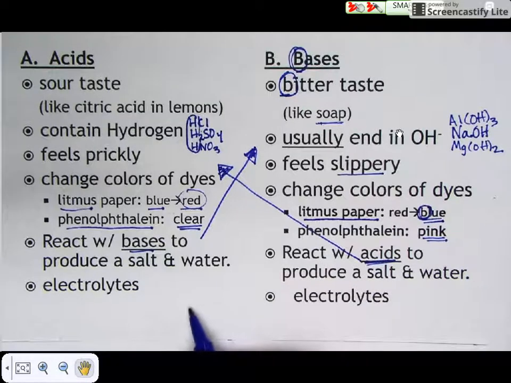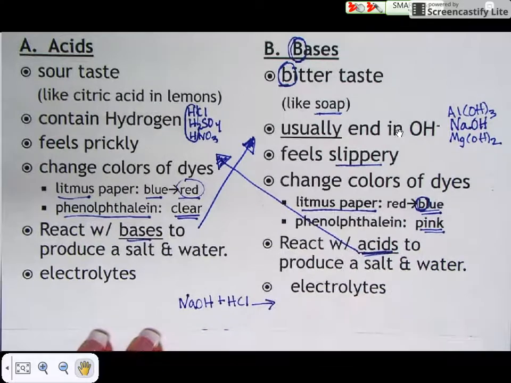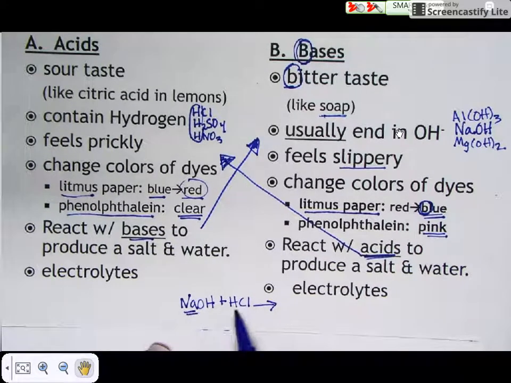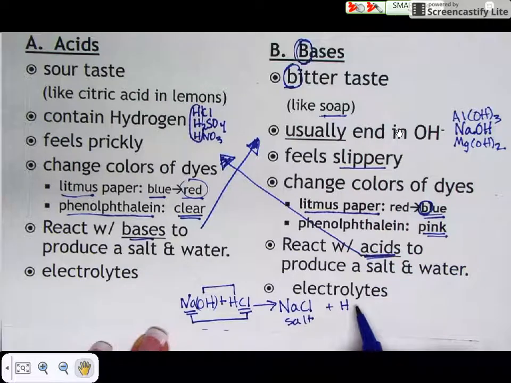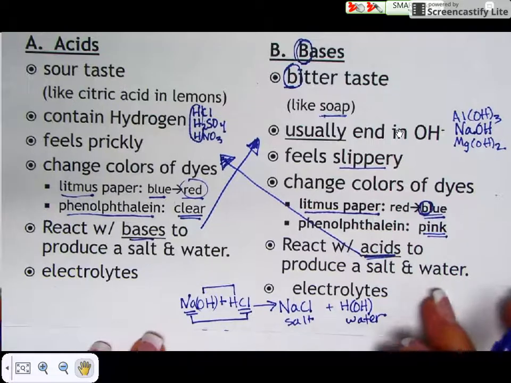For example, if I use sodium hydroxide as my base, and I react that with hydrochloric acid, let's do a double replacement reaction with this and see what forms. Remember, with double replacement reactions, the outer two ions come together, so sodium and chloride, NaCl, there's your salt, and H and OH come together. Remember, we write water in our replacement reactions as HOH so that it's easier to balance. There's your water. So acids react with bases to produce a salt plus water.